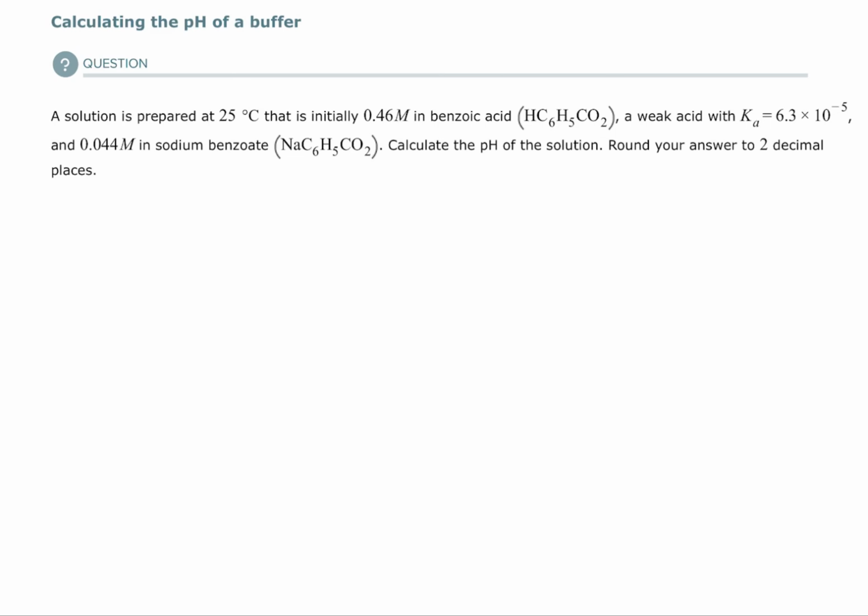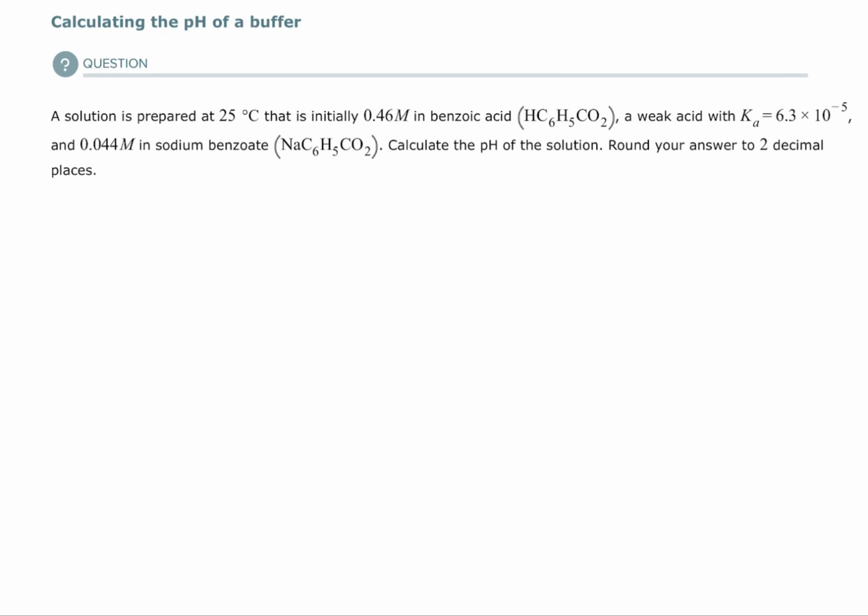Okay, do you remember what a buffer is? A buffer is a mixture of an acid with its conjugate base, or a base with its conjugate acid. And what happens is that the buffer regulates the pH and keeps it within a very narrow range. There's lots of buffers. Your blood has buffers to keep your blood within a certain pH. It happens all the time.